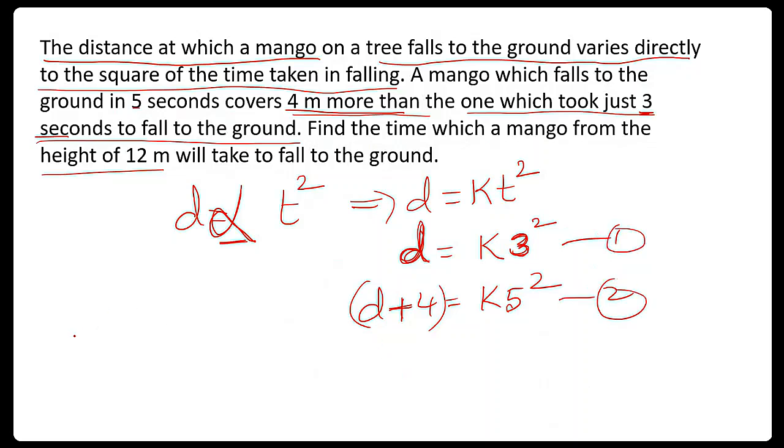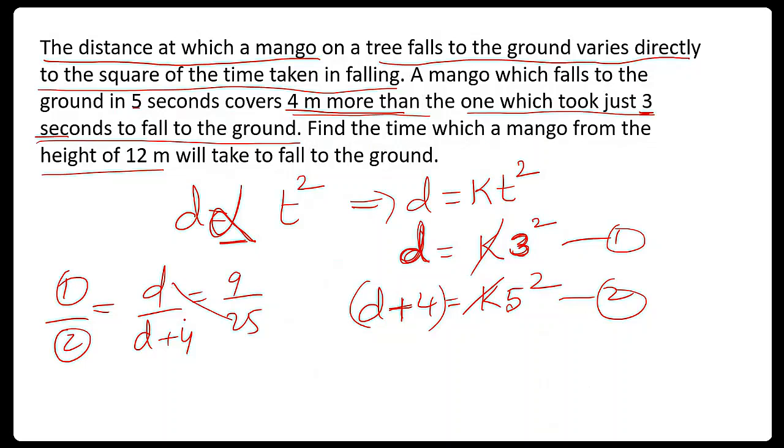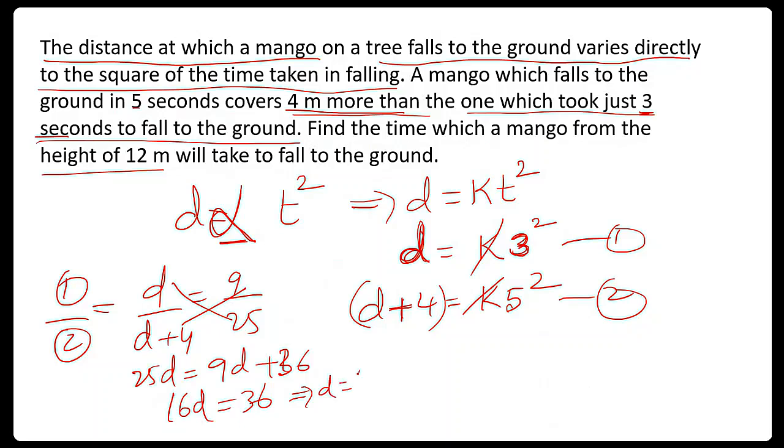Now I am dividing 1 by 2. If I divide 1 by 2, k gets cancelled. d by d plus 4 is equal to 9 by 25. On cross multiplication, I get 25d is equal to 9d plus 16, right? Sorry, 9d plus 36. I get 16d is equal to 36. That implies d is equal to 36 by 16, which is 9 by 4. Distance d is 9 by 4.